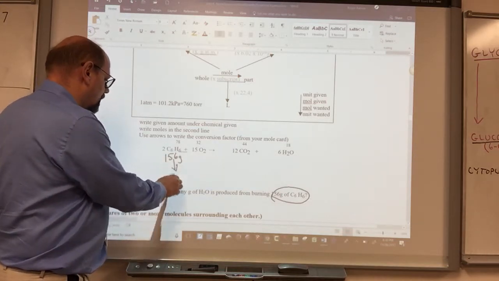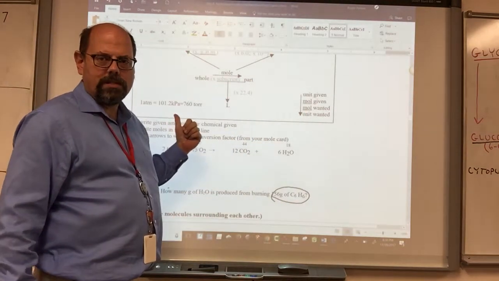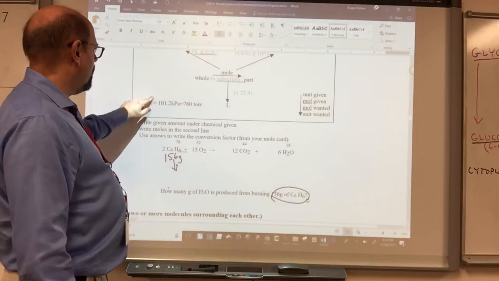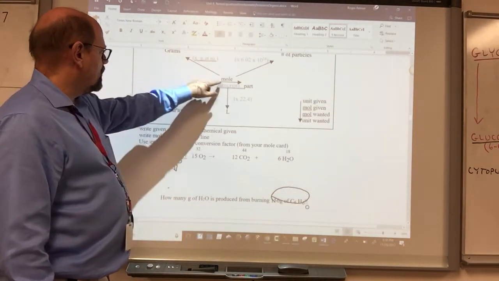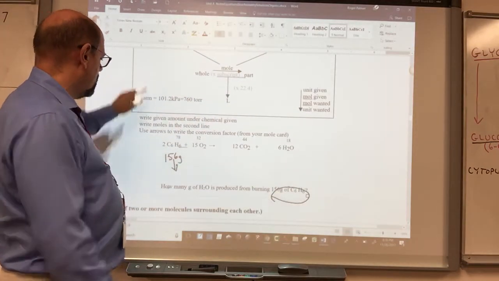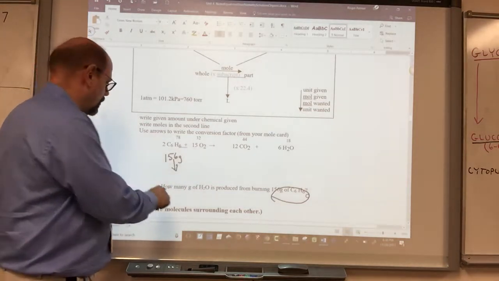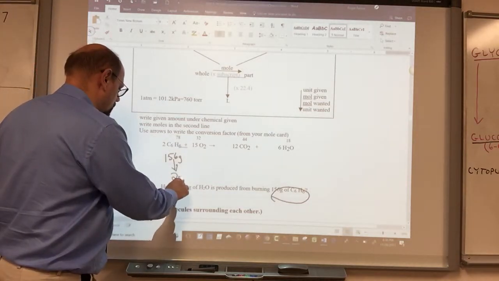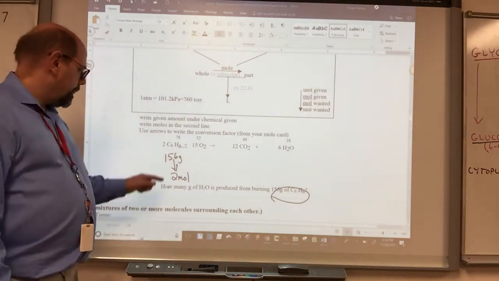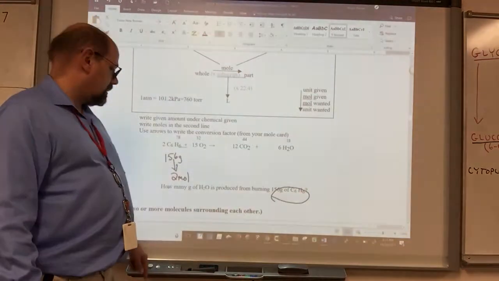Now I want to change that. I go from the unit of the given, which is grams of C6H6, and I'm going to change that to moles. So let's take a peek here. Grams of given to moles of given. I'm going to go against that arrow, which means divide by the gram atomic mass. So I'm going to divide by 78, because it's right there. I chose this because this ends up being 2 moles of C6H6.